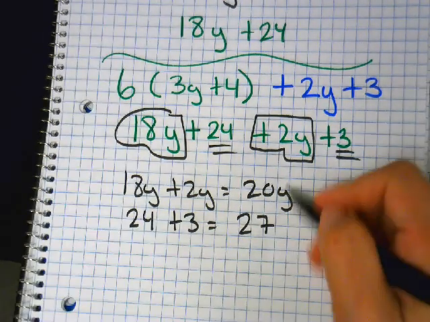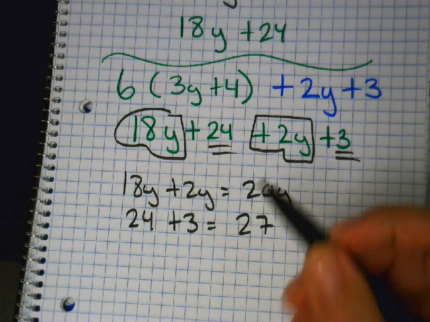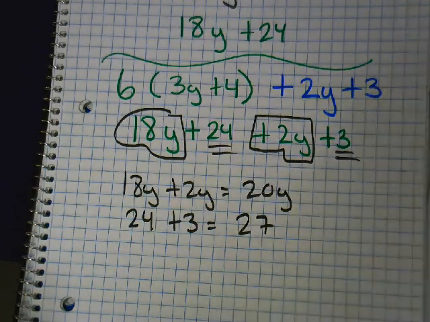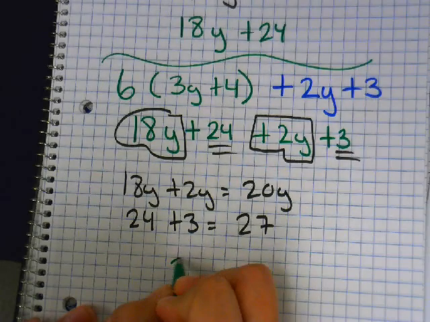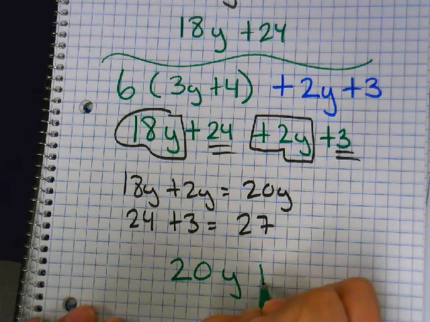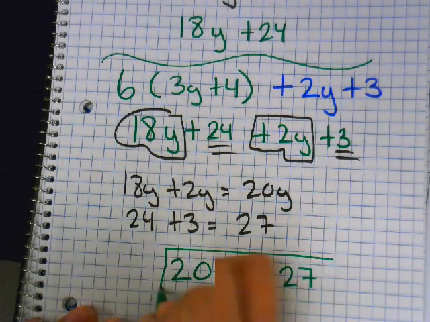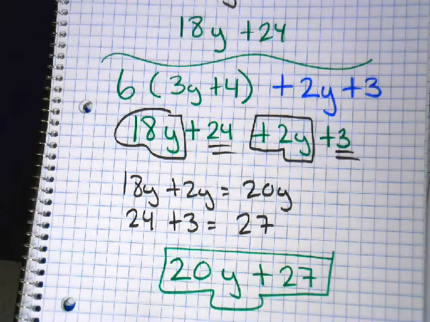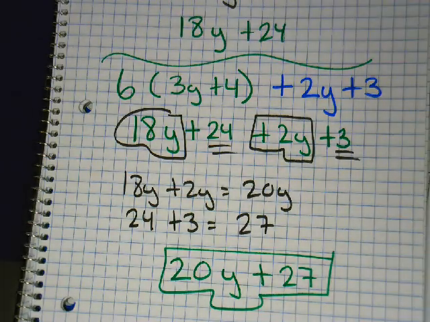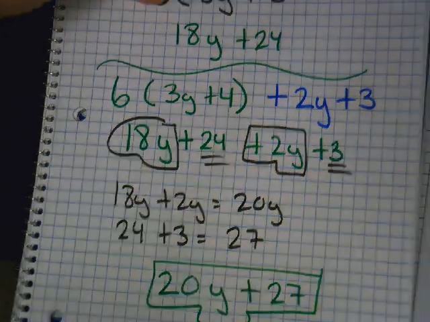Can I add these two? No, because they don't have a variable, or they do have a variable. So our final answer is 20y plus 27. This is combining like terms. Combine what is alike. It's not very hard. It's not a lot of work, it's easy. Very easy, in my opinion.